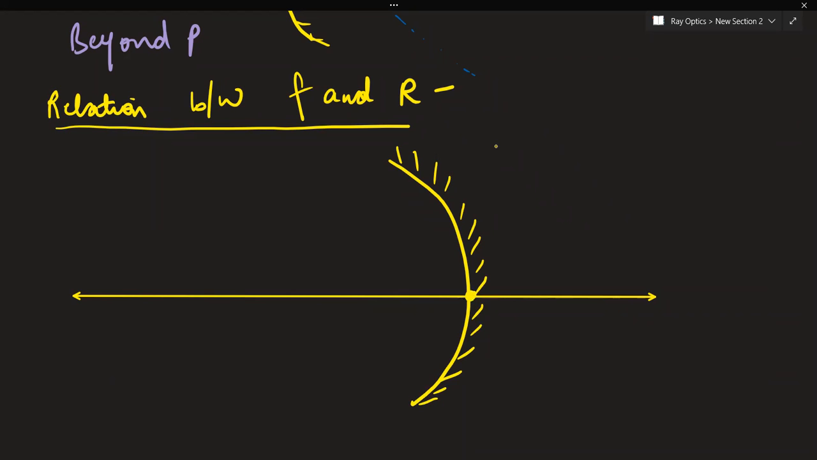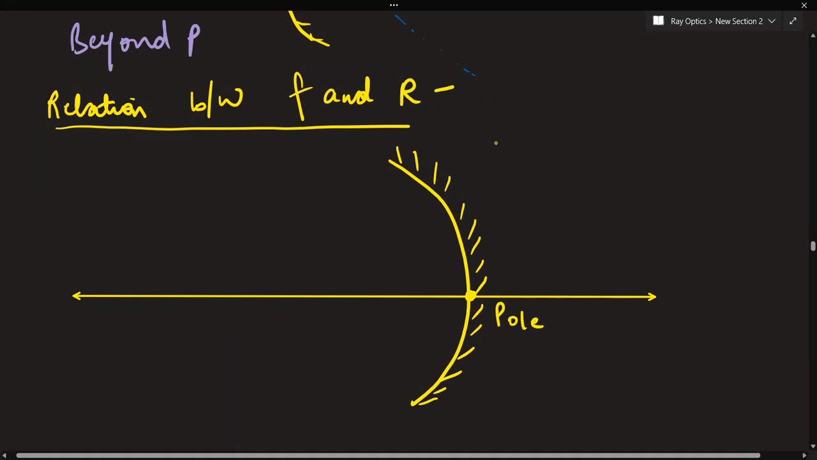Remember now, what do we call this point, the intersection between the mirror and the principal axis? This point. Intersection of the mirror and the principal axis. Focal point? Pole. Yes, pole. Right?